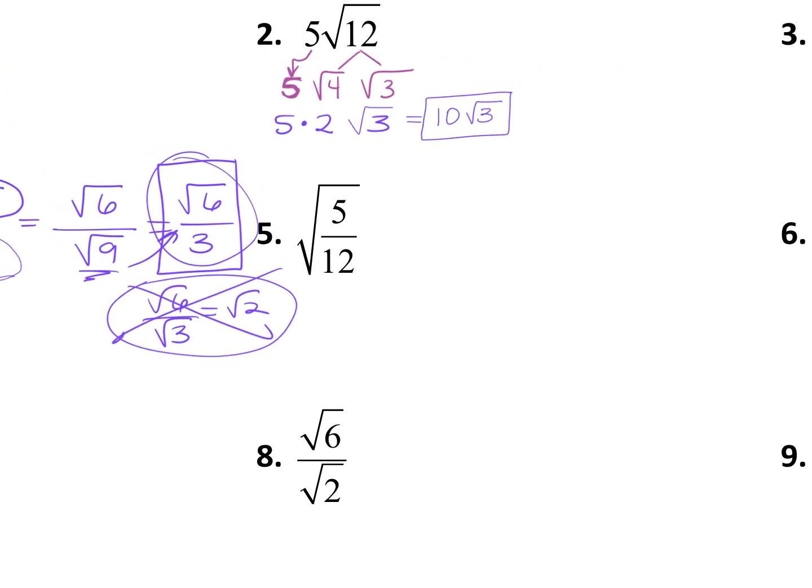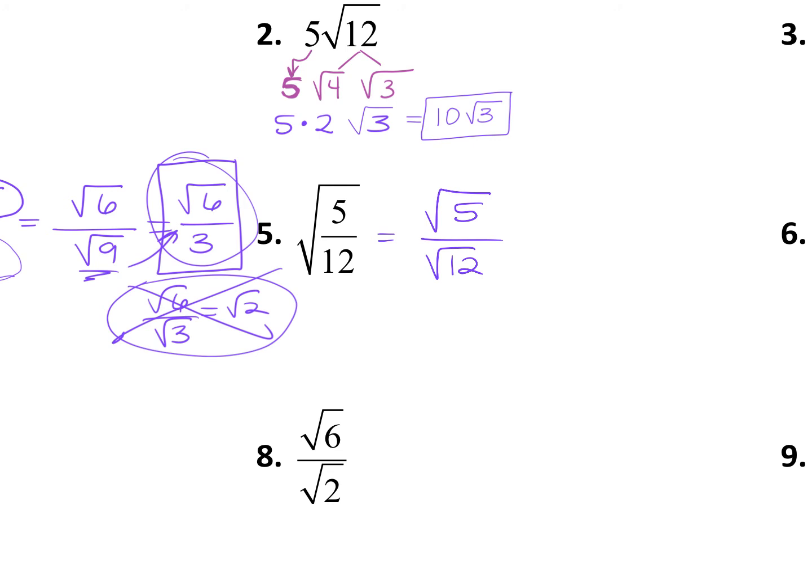Okay, now this one's a little bit trickier because you have options. Here's your options. The first thing we want to do here is call this the square root of 5 over the square root of 12. Does anyone know one of the options you could take right now? What could you do? How about multiply by the square root of 12 over the square root of 12? Could you do that?